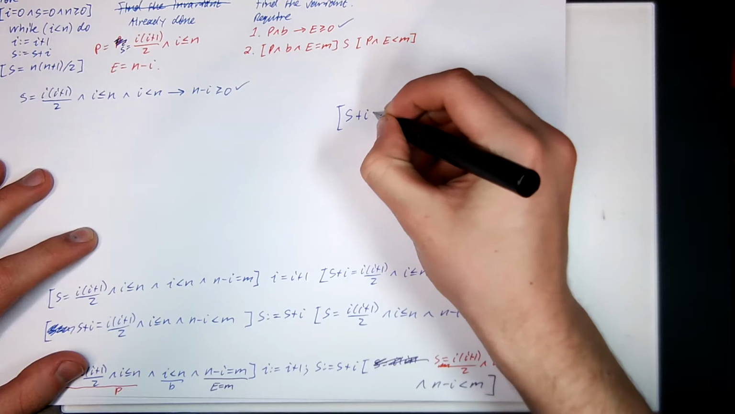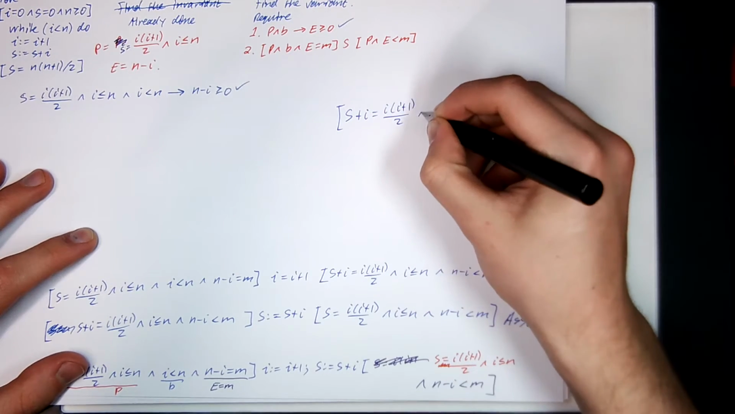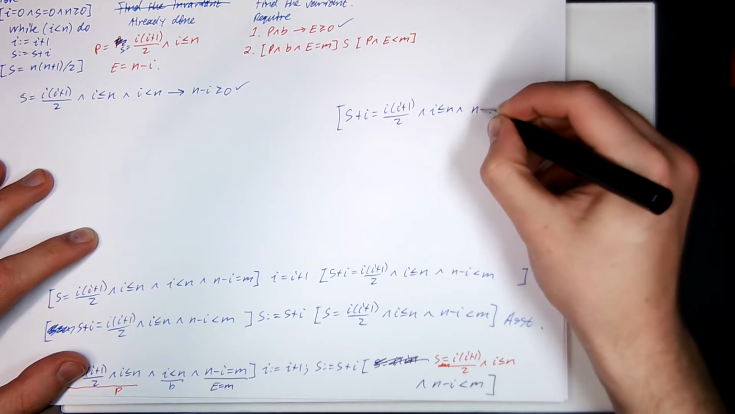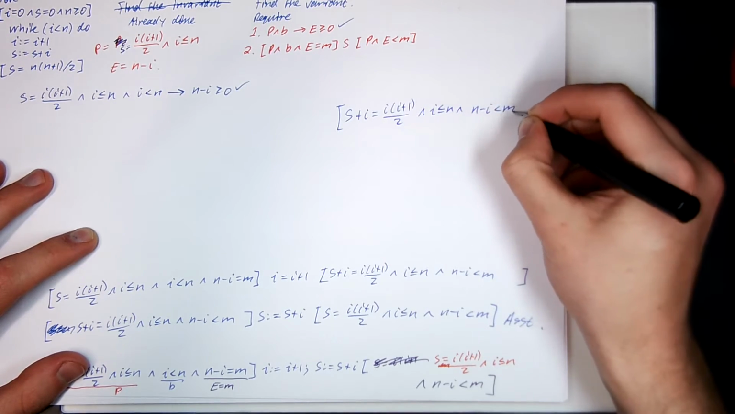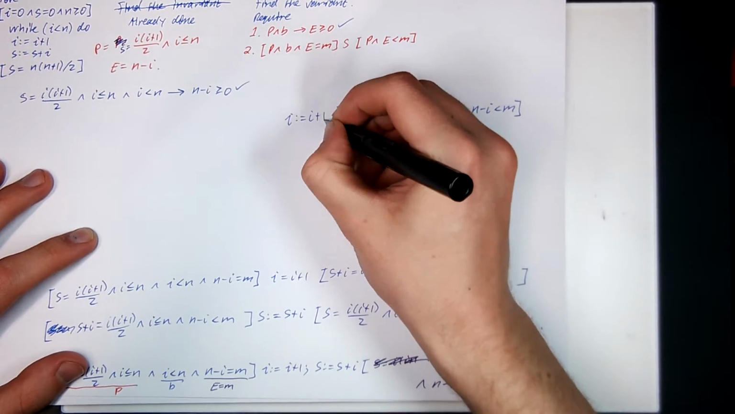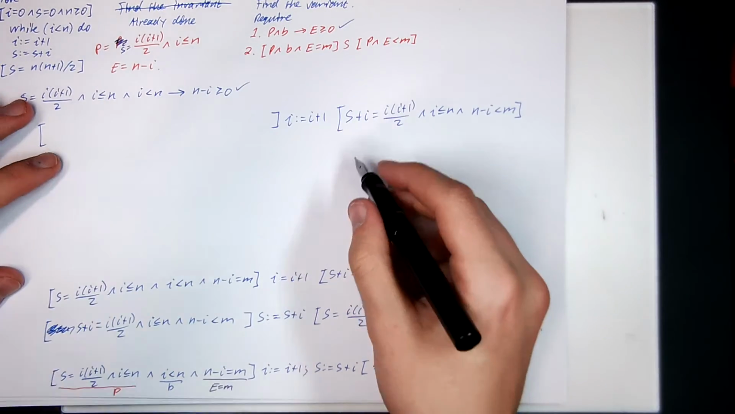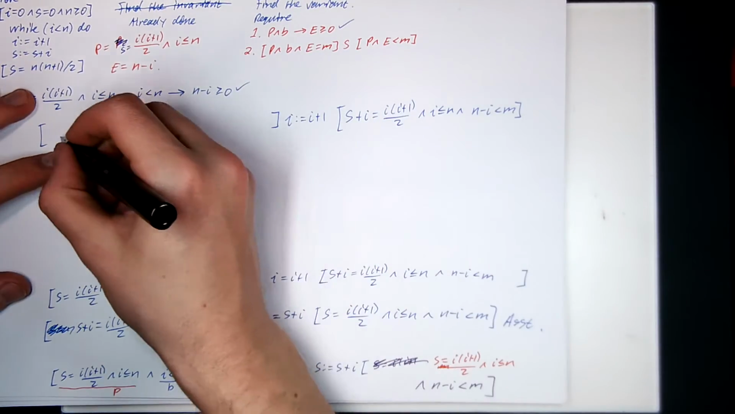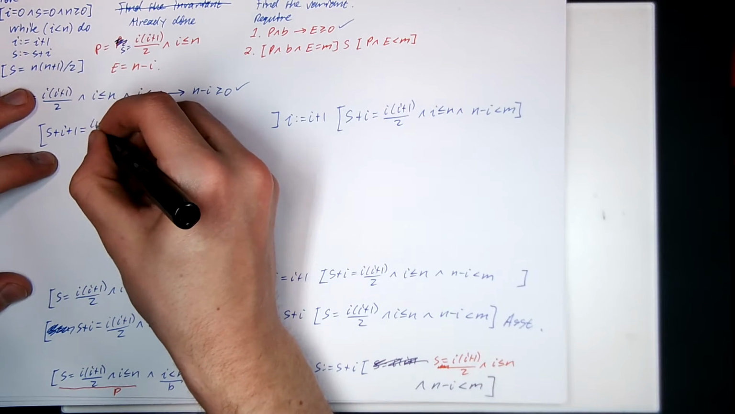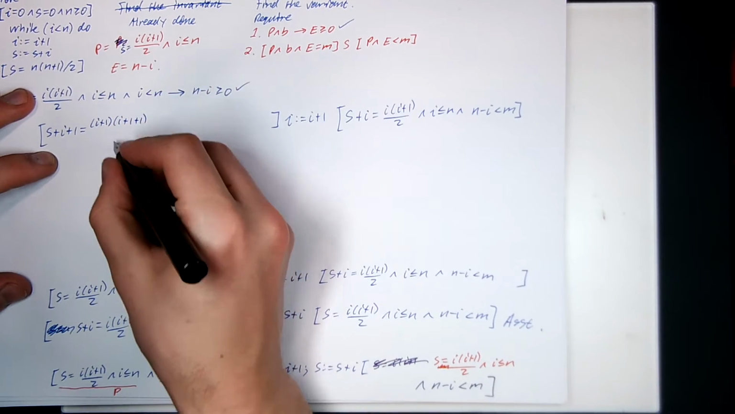S plus I equals I plus 1 on 2, and I less than or equal to n, and n take I strictly less than m. I is assigned to be I plus 1. And we have something yucky on this side. We're going to have replacing all the i's with I plus 1's. S plus I plus 1 is equal to I plus 1, I plus 1 plus 1, all on 2.